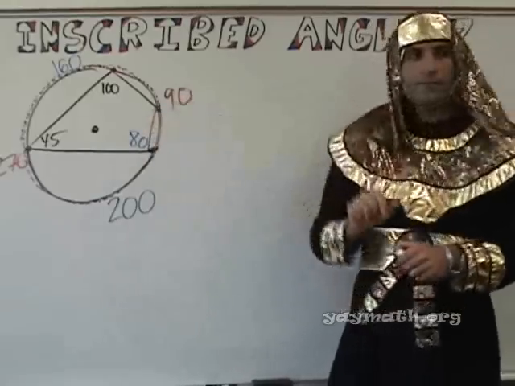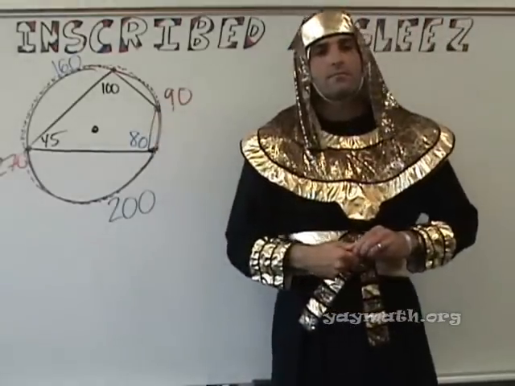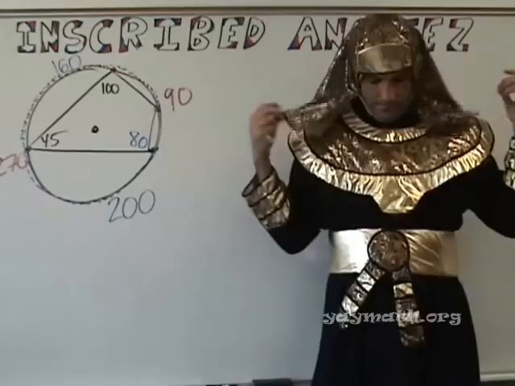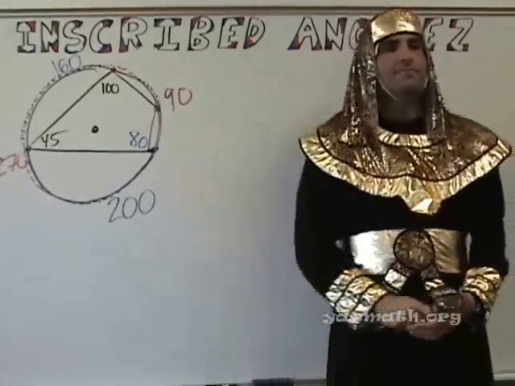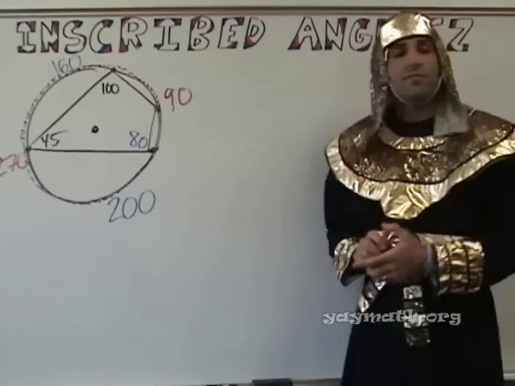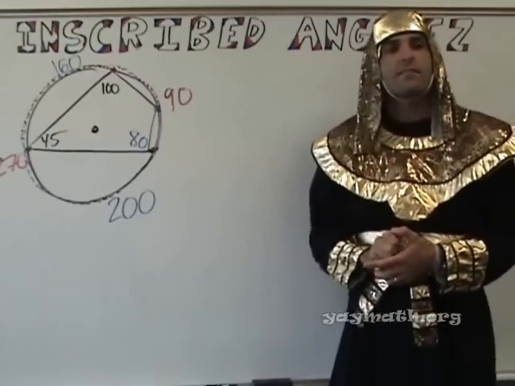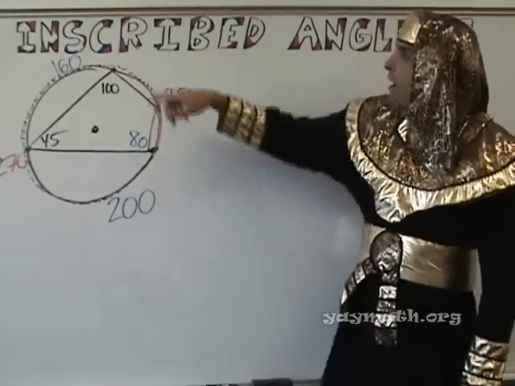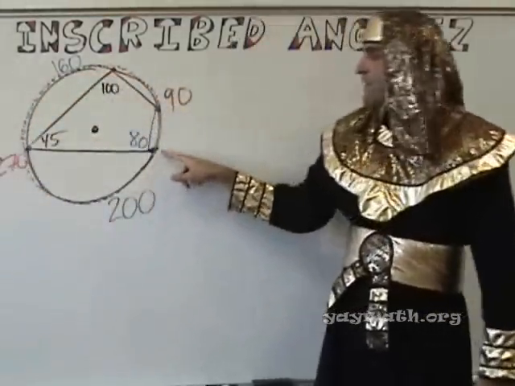Wait, so that rule doesn't apply to the arc of 90? I mean, it does, but it's not twice. It would be 180 instead of 270. No, it's not. Oh, that's not the inscribed. It's not inscribed, it's an arc. Okay. Very good, it's an arc. So the arc that's left over is 270, okay?